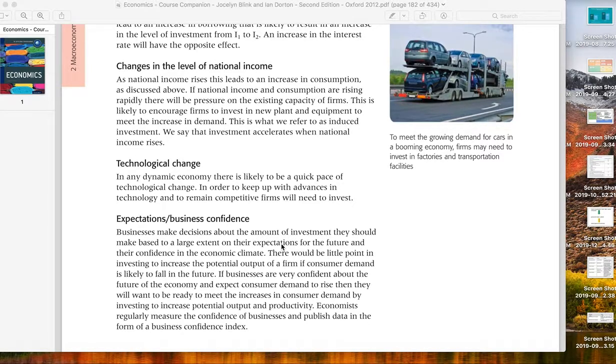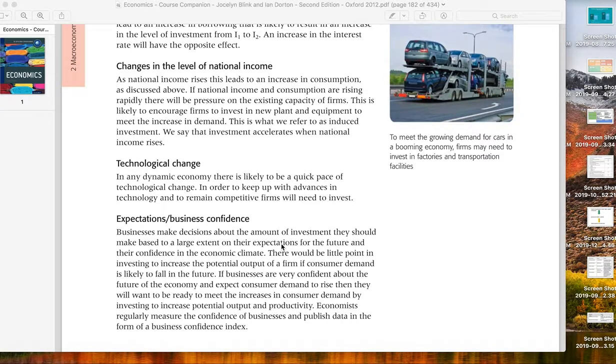Changes in technology can also impact the investment curve. In any dynamic economy, there's going to be a lot of technological change. We see it all the time. Every minute, you blink your eyes and there's better technology out there. That's going to lead to higher advances, because to remain competitive, you will have to invest. If all the other companies have the new technology and you don't, you'll either shut down or eventually invest.